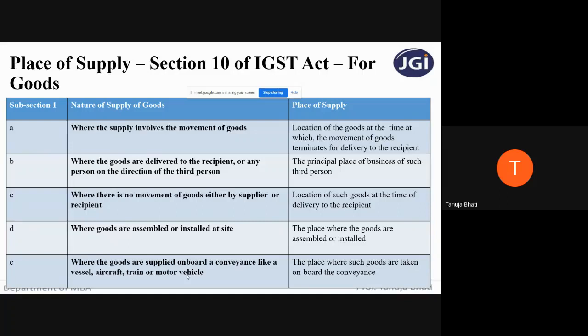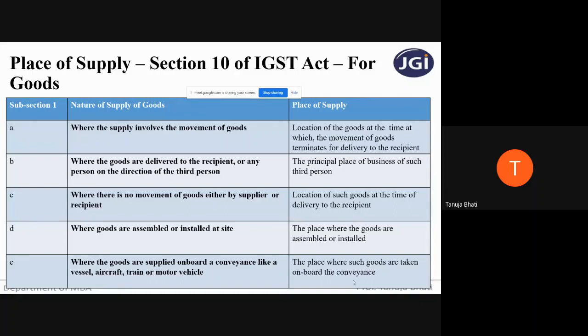Many a time when you go by plane, there are various goods that are provided to you on the plane, like eatables and magazines. So in case of those goods, what is going to be the place of supply in respect of conveyance on board? It is going to be the place where such goods are taken on board the conveyance.